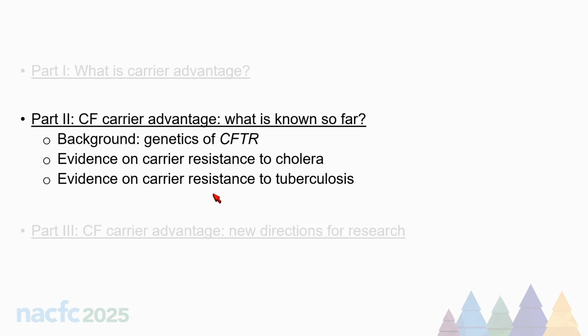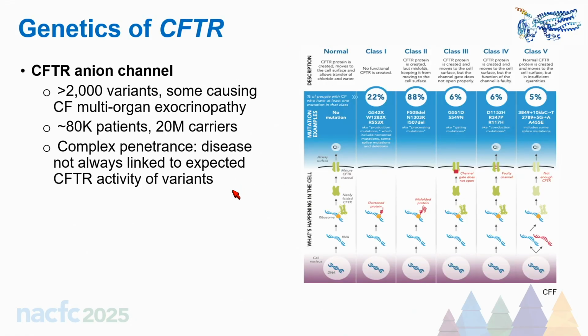Okay, so now let's switch to CF and let's try to see whether it matches with any of those examples. I'm not going to belabor that. We all know this. More than 2,000 variants known. Now 1,200 are known to cause CF. Between 80,000 to 100,000 patients with CF over the world, and probably about 20 million carriers. And very complex penetrance. So I'm not going to reinvite Isabel for her 20-minute talk to us about penetrance, because obviously there's a lot to learn about this.